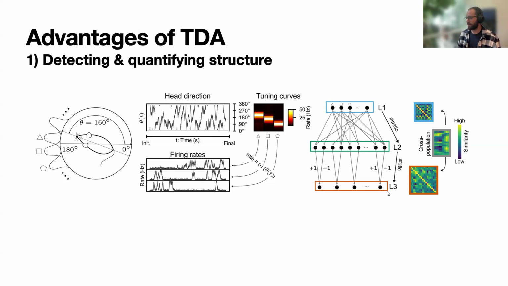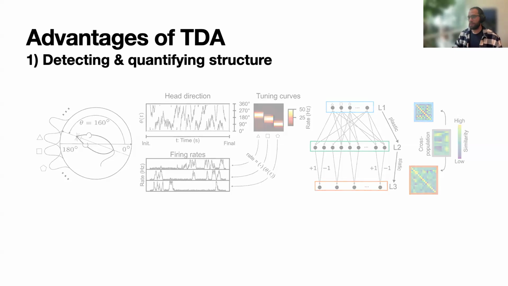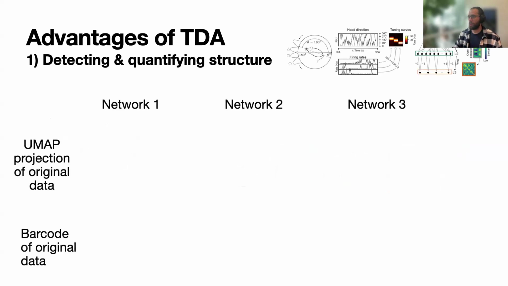And then I'll look at the activity I get downstream. And I might be interested to know, is the information initially encoded by my head direction cells preserved through this network, i.e., does it show up downstream? So what I'll show you now is the output of looking at these downstream neurons, both through the lens of UMAP, projecting on the original data, and computing barcodes of the original data for 3 different architectures.